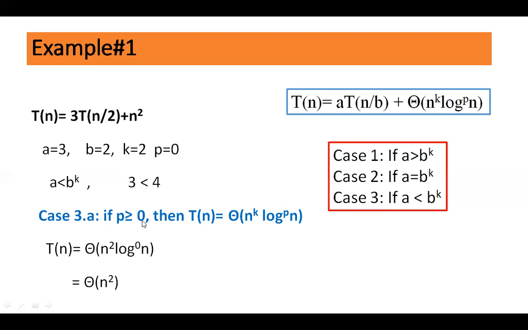It is saying P is greater than or equal to 0. Then what is the solution here? You apply theta of n raised to K log raised to P n, right? So just substitute the values. n raised to K, what is the value of K? K is 2, so n square. Log, what is the value of P? P is 0. So log raised to 0 n. Anything raised to 0 is 1. So the solution is what? Theta of n square, right?